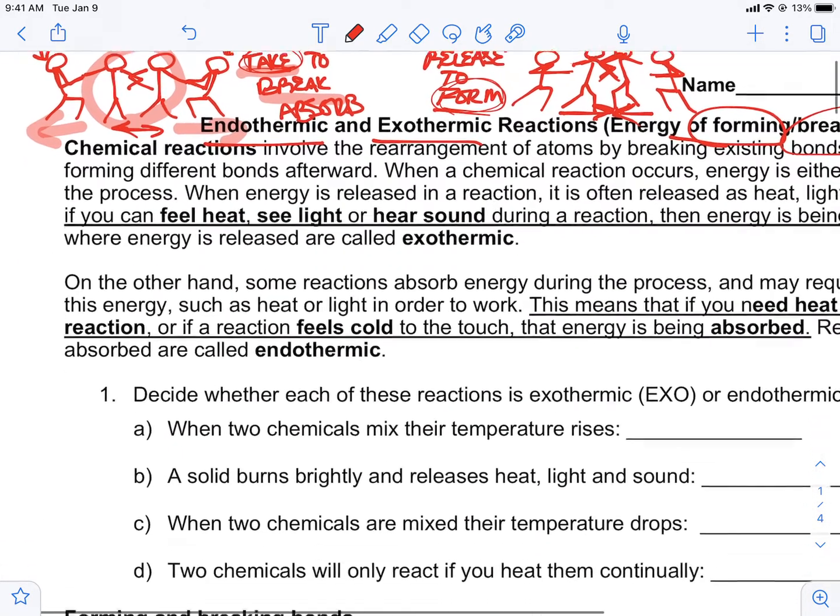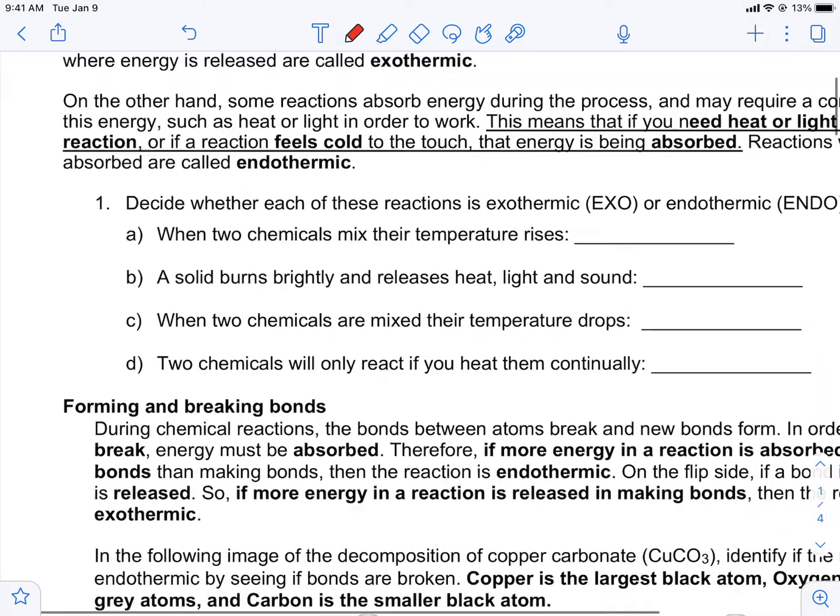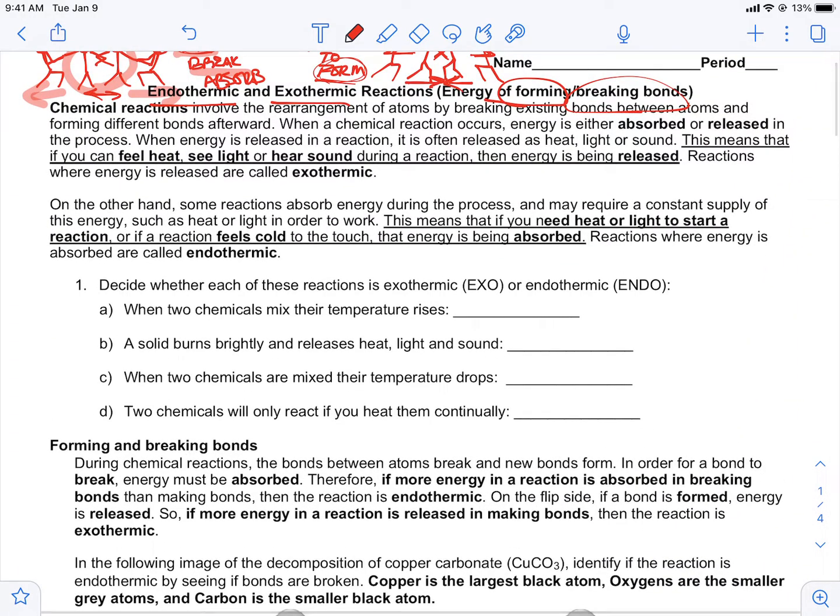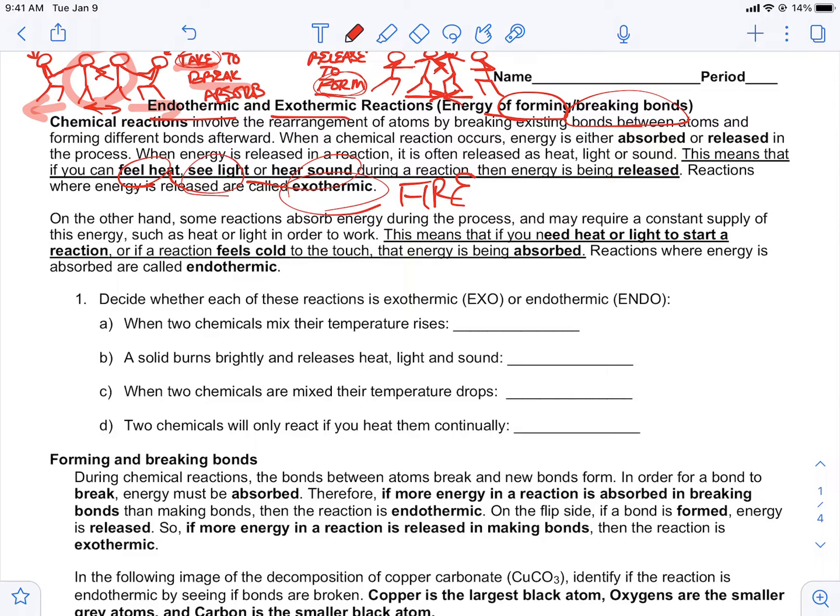Okay? So how are you going to know an exothermic from an endothermic reaction from a big picture perspective? How does it feel? If you can feel heat, or if you can see light or hear sound, you're looking at an exothermic reaction. An amazing example of this is fire. It hits all the bases. Fire is exothermic because you are releasing more energy in order to form bonds on the edge of the plasma.